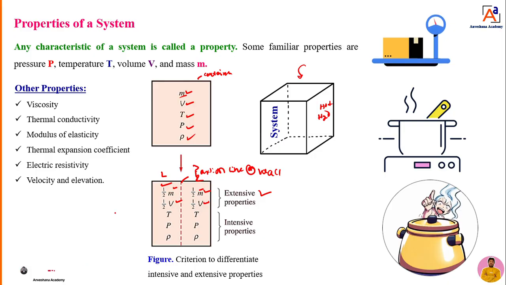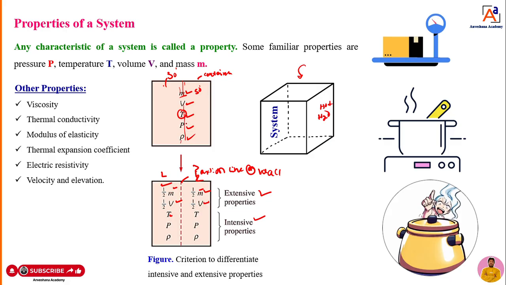Okay, when it comes to other properties, dear students, we can take temperature next. When we put a thermometer at the right side and left side, the temperature remains the same. If it is 30 degrees Celsius here, here also it will be 30 degrees Celsius. The temperature remains the same, even though you have split the mass into two parts. The temperature is not at all dependent on the mass. That property we can call an intensive property.